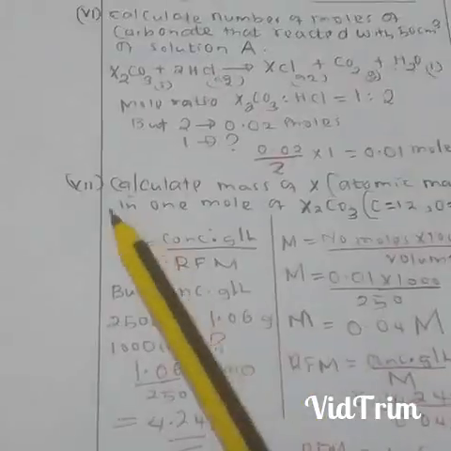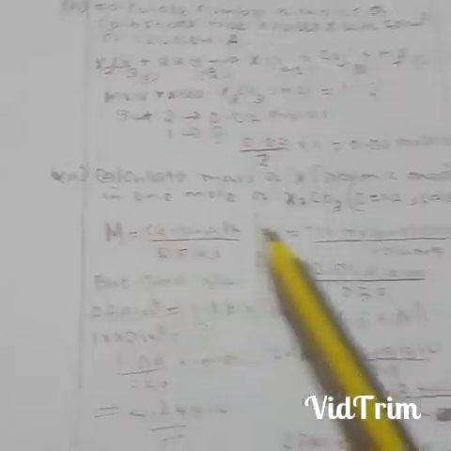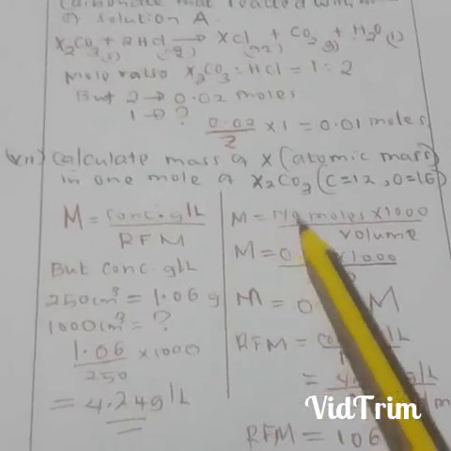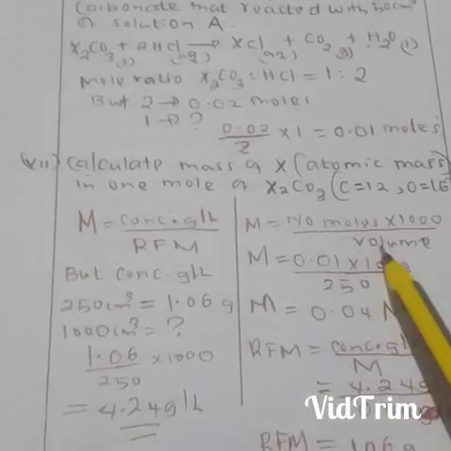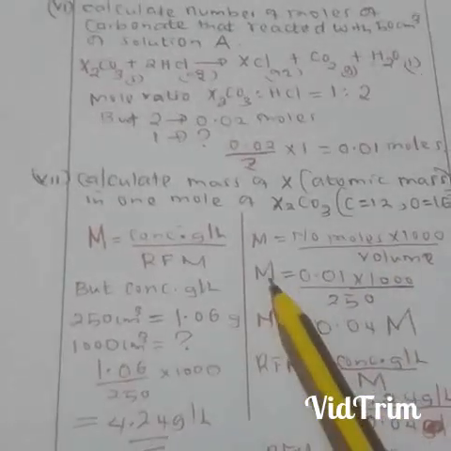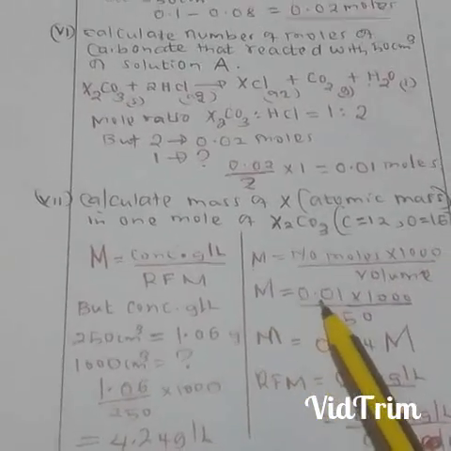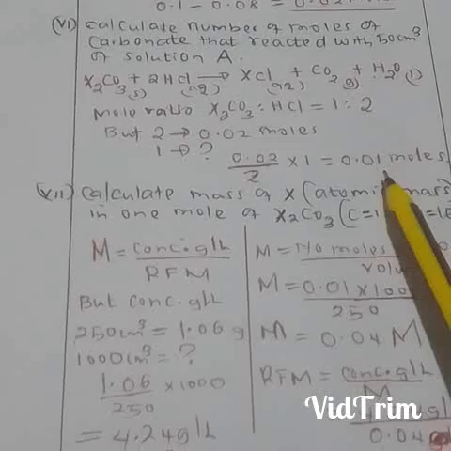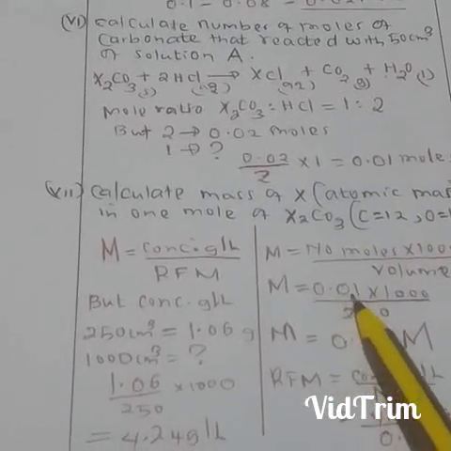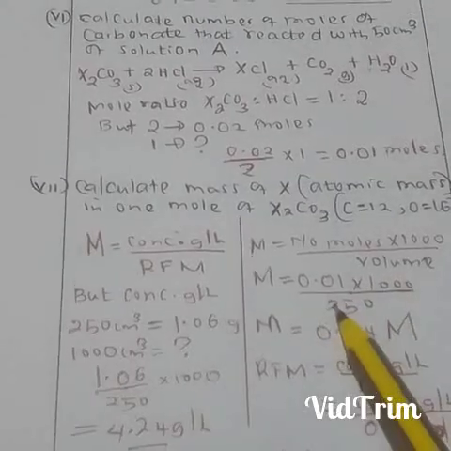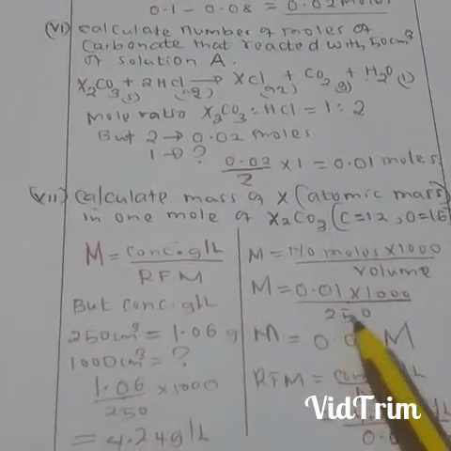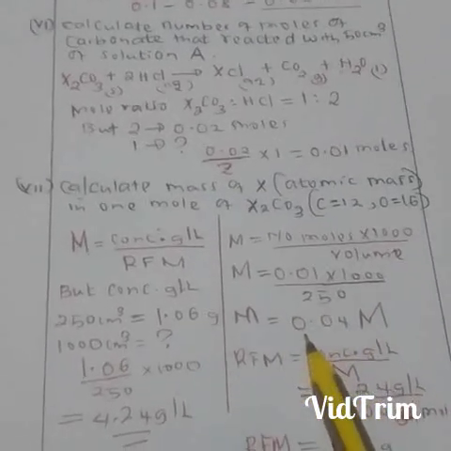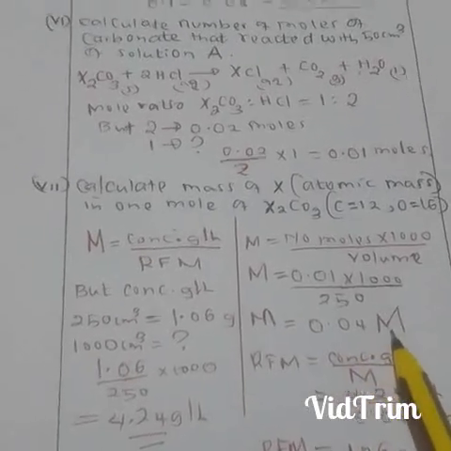So we have calculated our concentration in grams per liter. Is it okay? What's remaining is now the molarity. How do we get the molarity? Remember the formula: molarity is equal to number of moles times 1000 all over volume. Is it okay, my student? Number of moles of the carbonate that reacted with the acid in Roman 6 is 0.01. So 0.01 times 1000 all over volume. This carbonate was dissolved in a volume of 250. So if you calculate carefully, the molarity of the carbonate is 0.04 molar. Is it okay, my student?